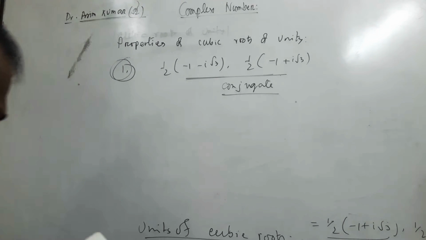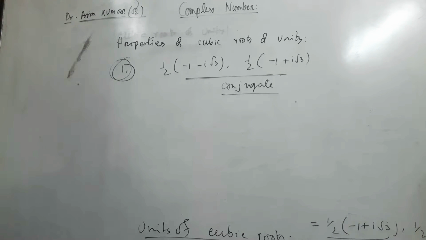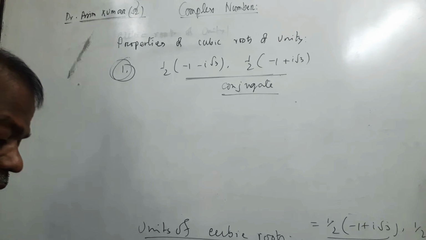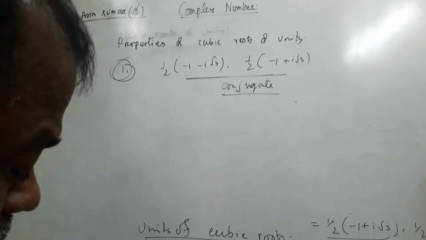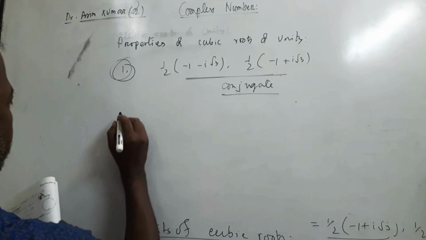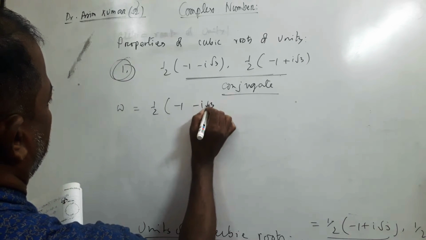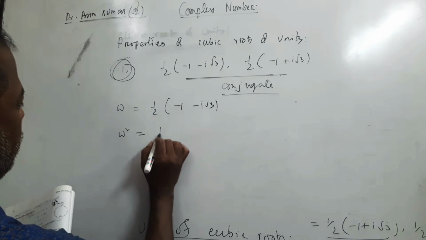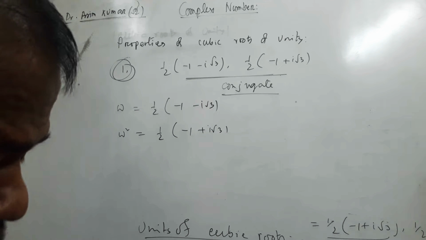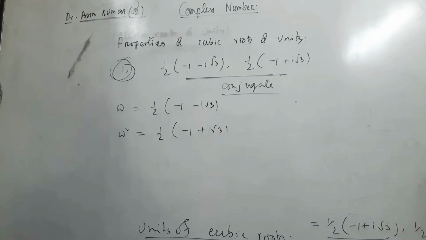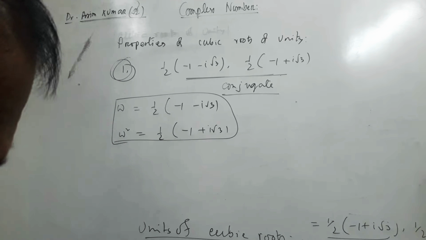You have to be clear about this plus or minus. The complex roots are automatically such that one is the square of the other root. You have to be clear that omega is half into minus 1 minus i root 3 and omega square is half into minus 1 plus i root 3. Here is the proof, meaning how to develop these rules.